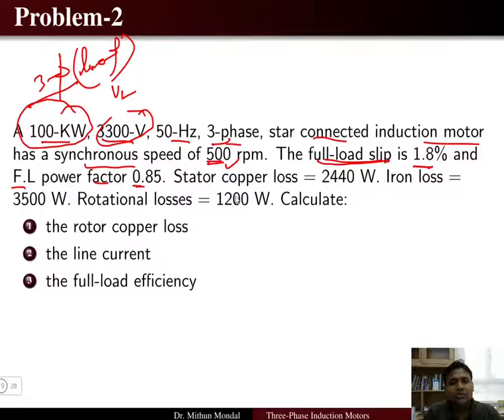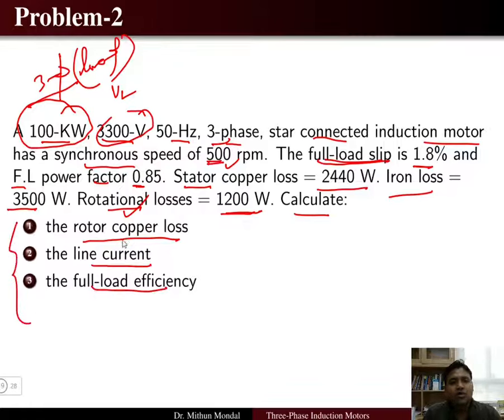Now different losses have been given: stator copper loss is 2440 watt, iron loss is 3500 watt, and rotational losses are 1200 watt. Rotational losses means the friction and the windage losses. We have to calculate the rotor copper loss, line current, and the full load efficiency. So what is the rotor copper loss?